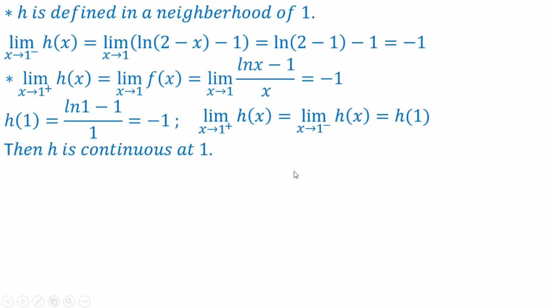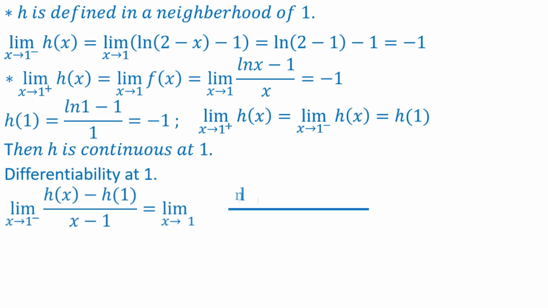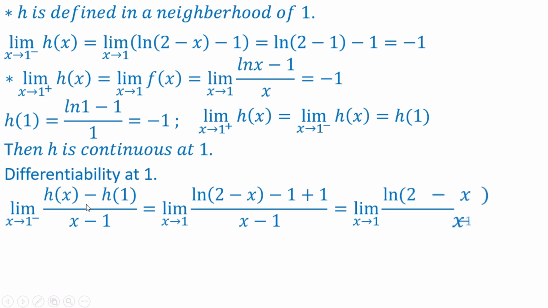The differentiability. So we calculate the limit of (h of x minus h of 1) over (x minus 1) as x goes to 1 from the left. As x goes to 1 from the left, h of x is ln(2 minus x) minus 1, and h of 1 is minus 1. Minus minus 1 is plus 1. Plus 1 minus 1 cancel. We still have ln(2 minus x) over (x minus 1).